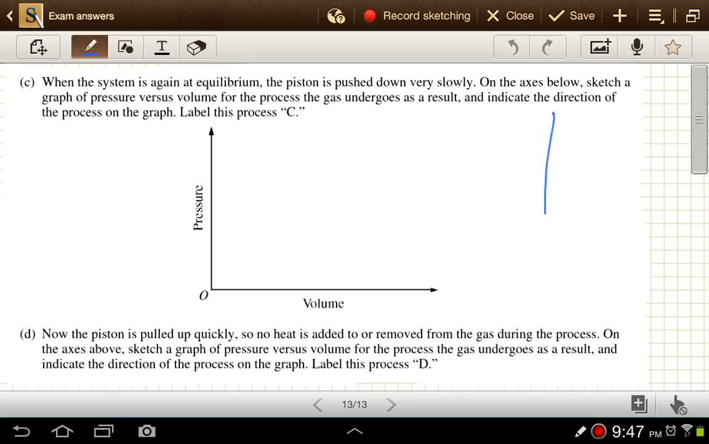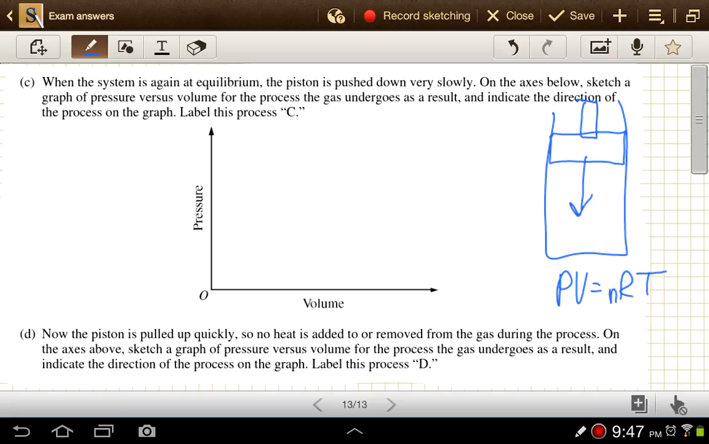So if we have our cylinder here and we push down our piston, that is not a good piston, there we go. Still not good, that's okay. We push this piston down, so volume is going to decrease. If we think about the ideal gas law, volume is decreasing, and if we do it quickly, it turns out that the temperature is going to increase.